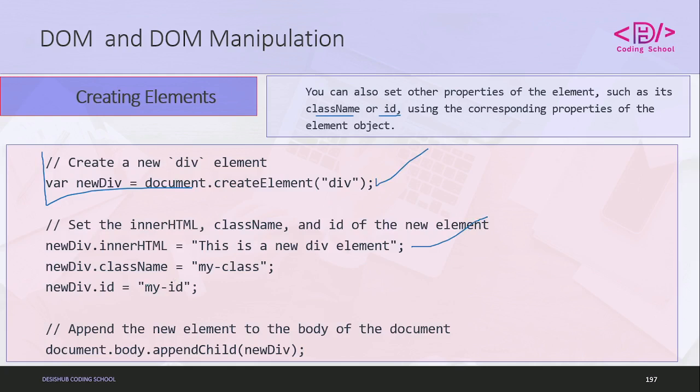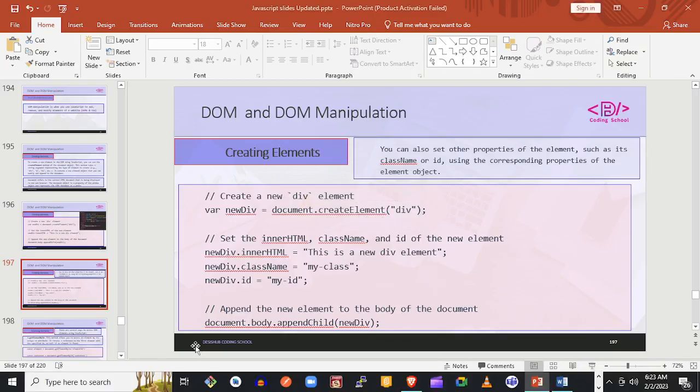Now if we want to set a class, we use newDiv.className. So there is a property called className and you can set a class. The second one is newDiv.id. You can also add an ID. And then last, you can append this div to the body. Okay, so let's modify that. Let's add in a class and an ID to the created element.